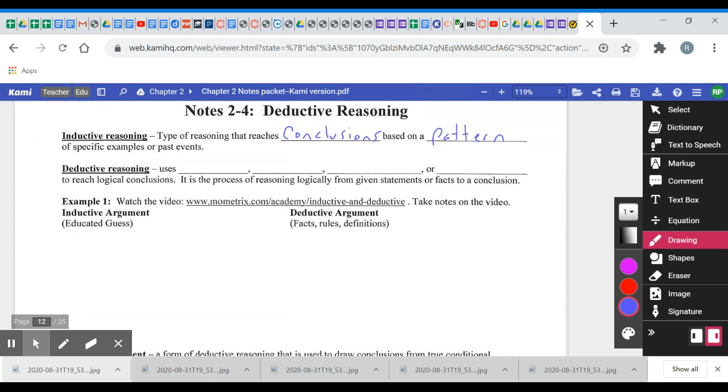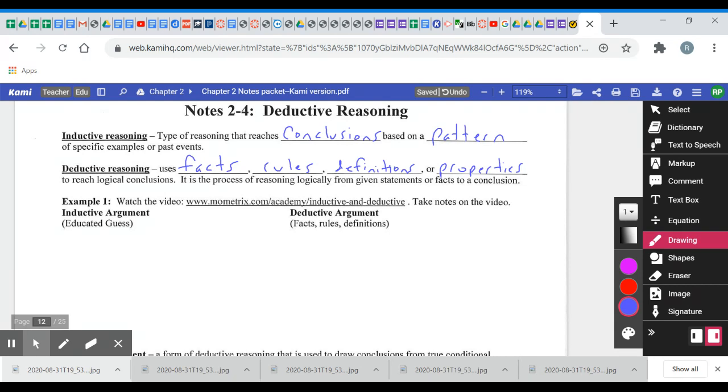Deductive reasoning is what we're talking about today. And deductive reasoning uses facts, rules, and definitions, or properties to reach logical conclusions. It's the process of reasoning logically from given statements or facts to a conclusion. So it's kind of a process.